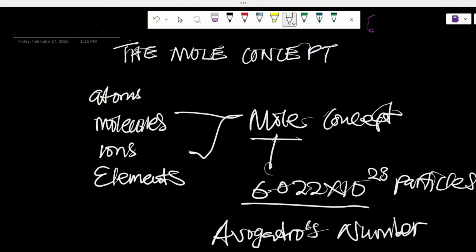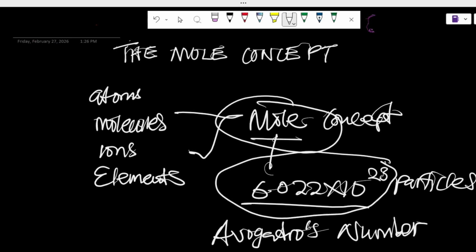So make sure that you understand this number. When you're trying to understand the number of atoms, molecules, ions, or elements, we use what we call the mole. So the mole is an expression of the amount of particles that we have. And each mole is pointing to the amount of substance containing these particles, 6.022 times 10 to the power 23.